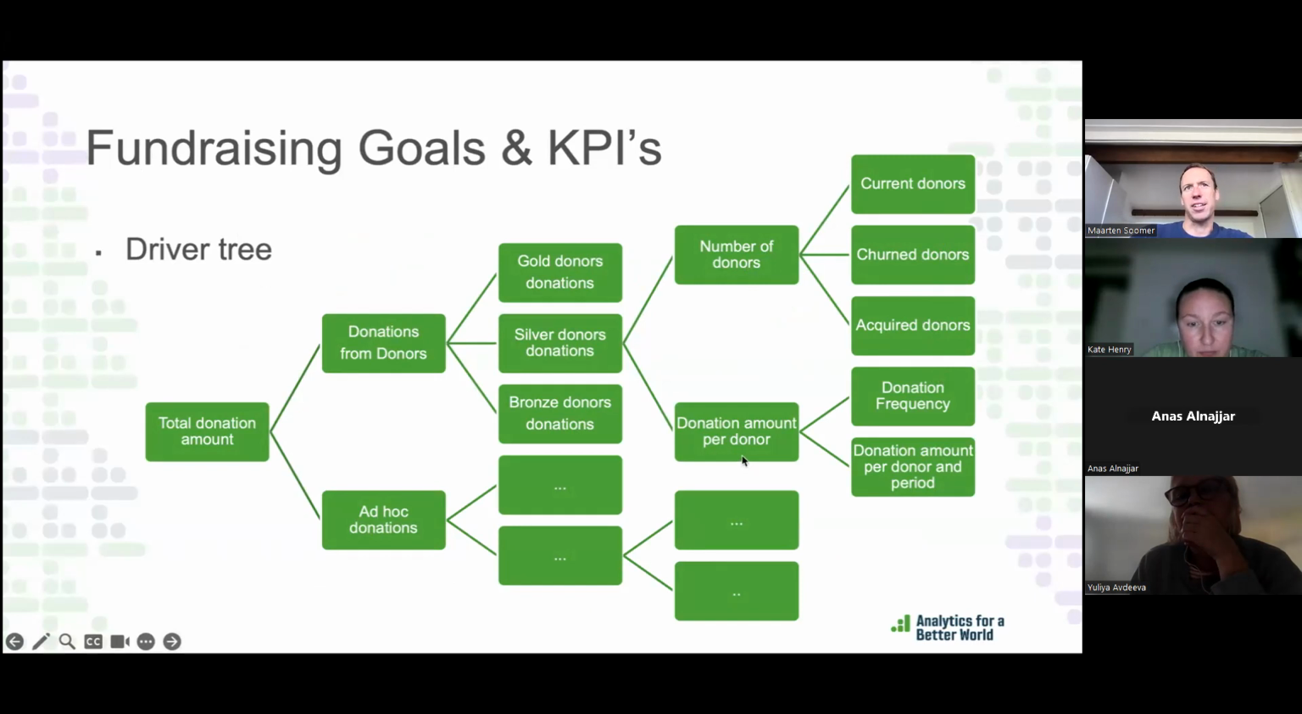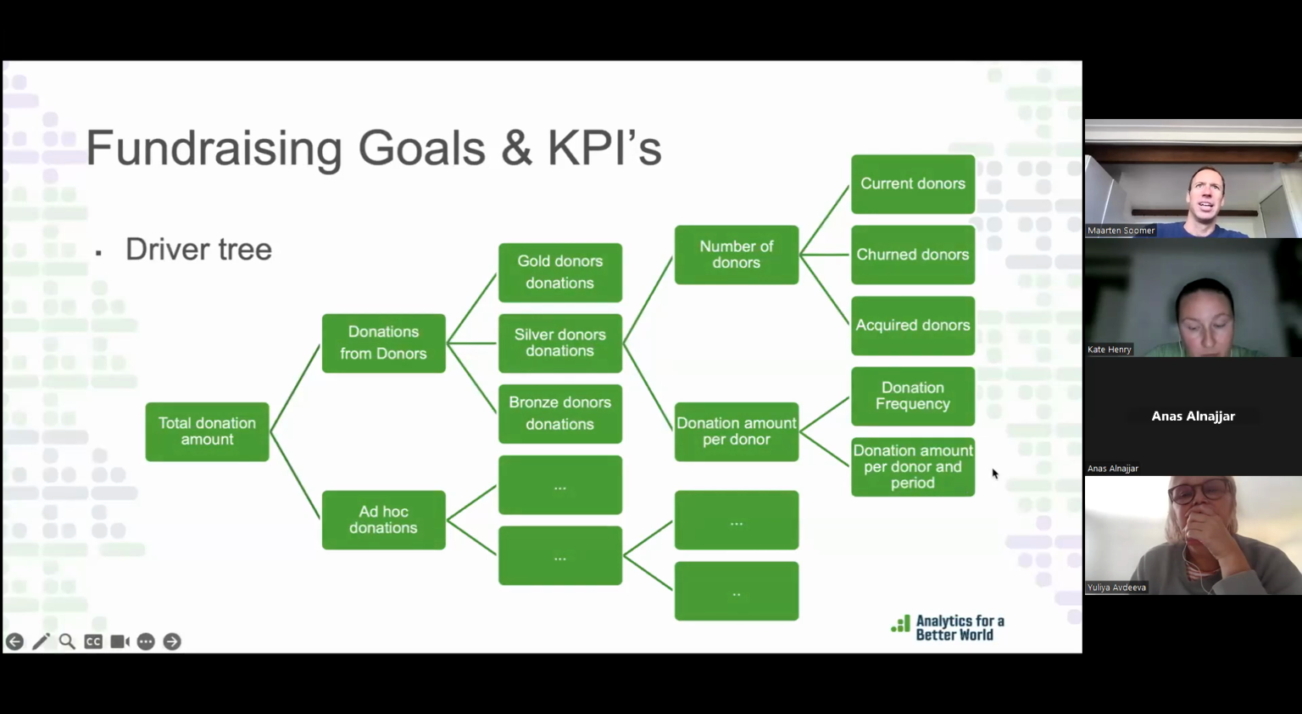And then the second big factor is the donation amount per donor, which depends on the frequency, how often they donate, and what's the donation amount per donor per period, per donation, let's say. So you will see in the applications that we'll go over, also in the customer lifetime, that each of them will help on one of these KPIs, to improve one or several of these KPIs.